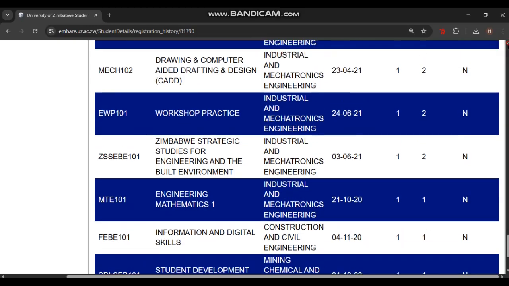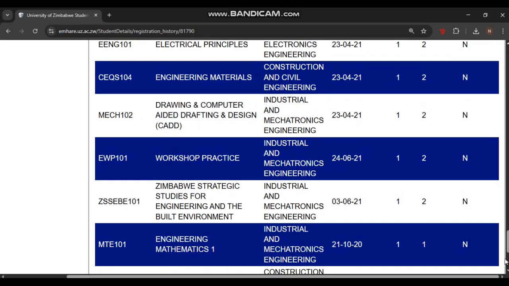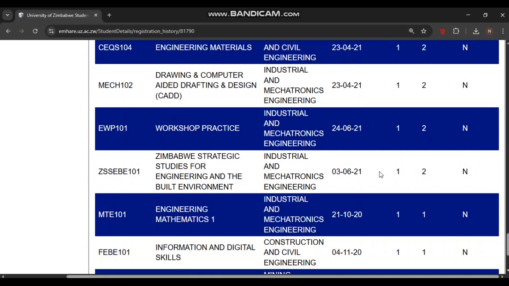Then moving on, MEC 102. This is drawing and computer aided drafting and design. Okay, so for this module, it's manual drawing, right? It's not computer aided design yet. You are drawing on paper, right? You actually do the CAD modeling in the upcoming course, I'm sure.